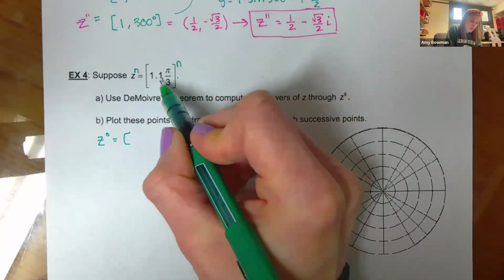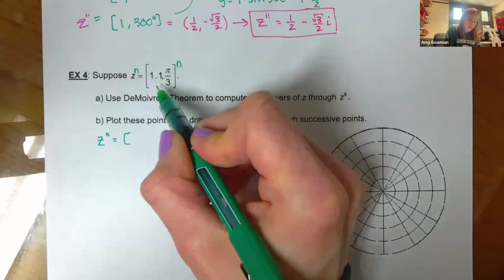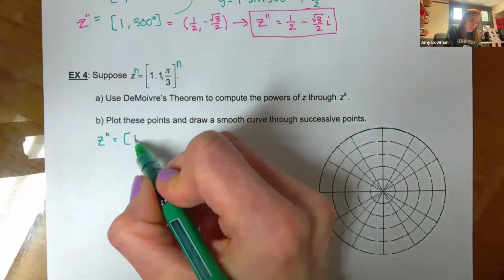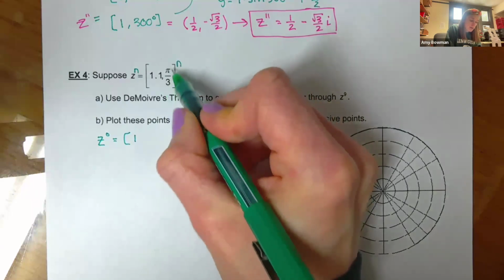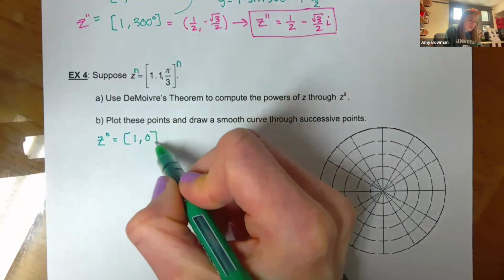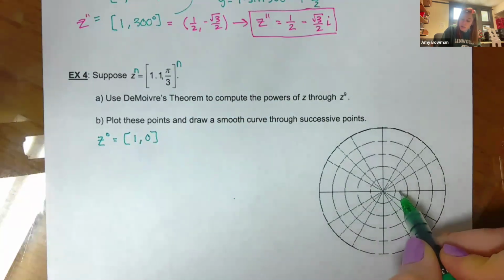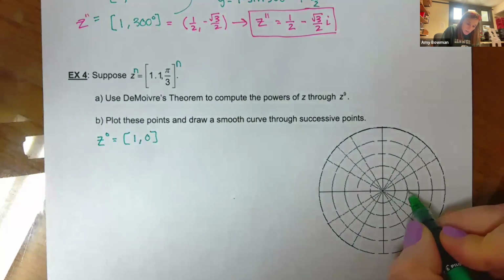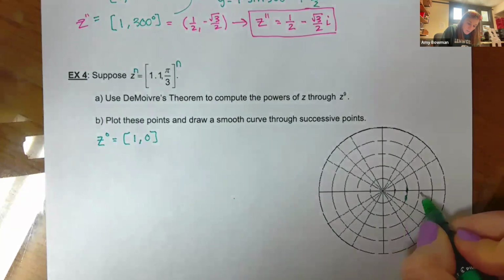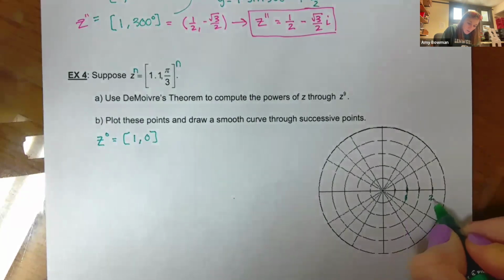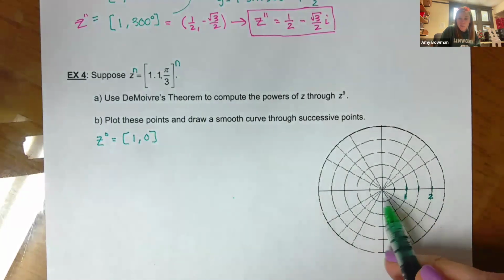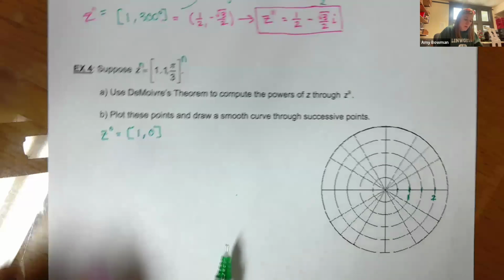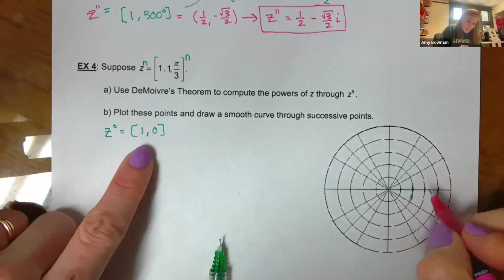So 1.1 to the 0th, anything raised to the 0th is 1. But then if I'm raising this to the 0th, that means I'm multiplying theta by 0. So z to the 0th is just (1, 0). I'm actually going to stop. I'm going to scale this by half. So this would be 1, this would be 1.5, and this would be 2. So go ahead and scale that polar axis here by halves. And then we've got this (1, 0). So this is a starting point.